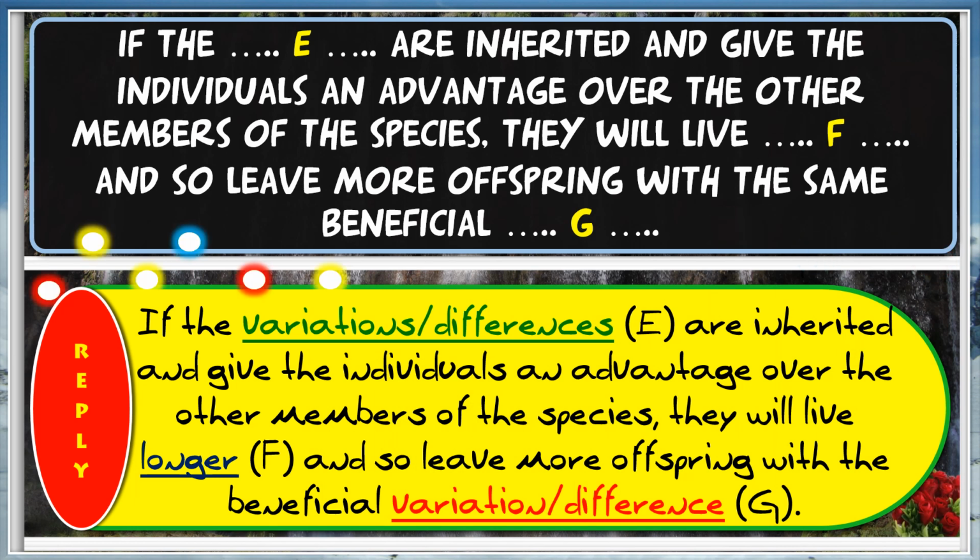If the variations or differences are inherited and give the individuals an advantage over the other members of the species, they will live longer and so leave more offspring with the beneficial variation or differences.